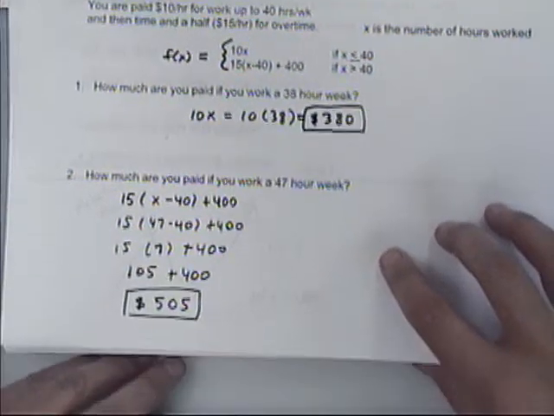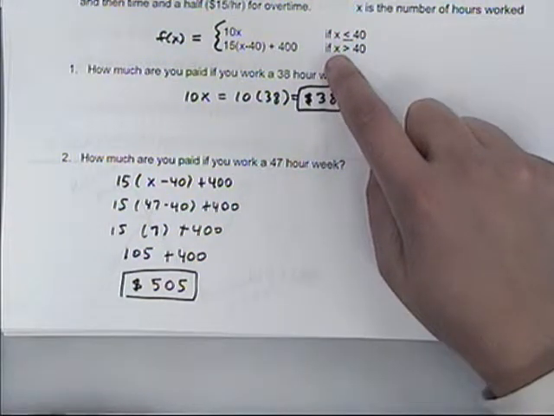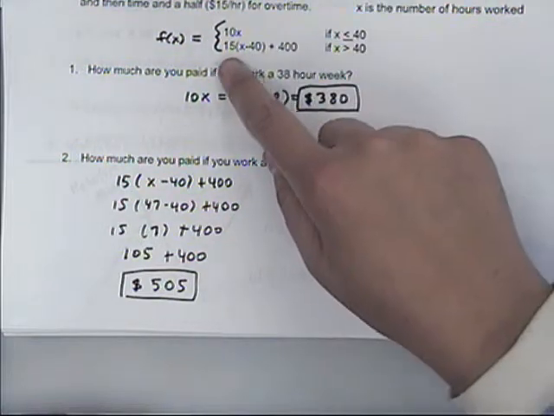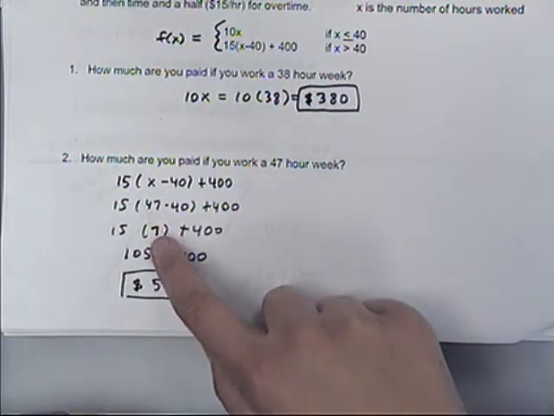However, the second part here is 47 hours a week, hours in that week that you worked. So that would fall into the second category. 47 is greater than 40. So you would exclude the top function and you would only use the bottom function to solve that problem, 47 being x.